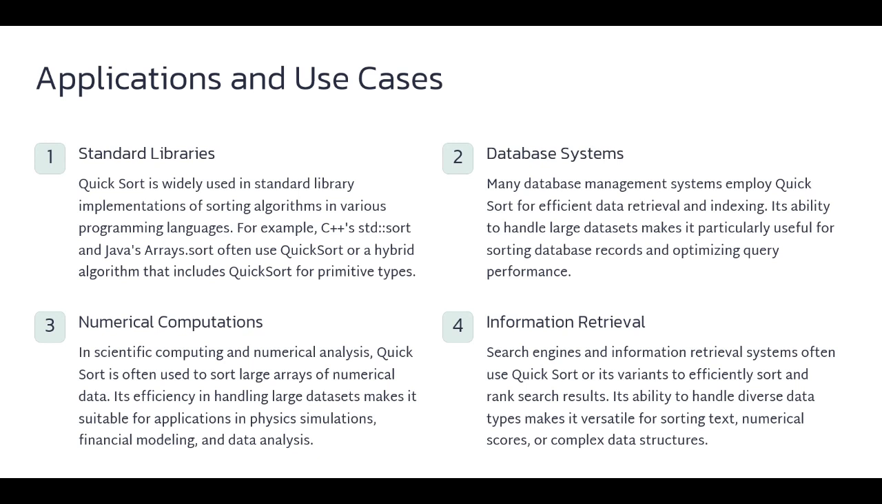In information retrieval, search engines and information retrieval systems use quicksort to efficiently sort and rank search results. Its ability to handle diverse data types makes it versatile for sorting text, numerical scores, or complex data sets.